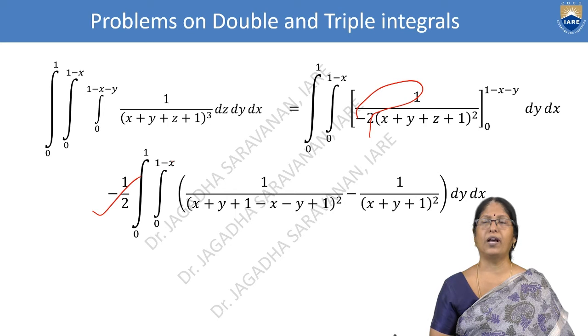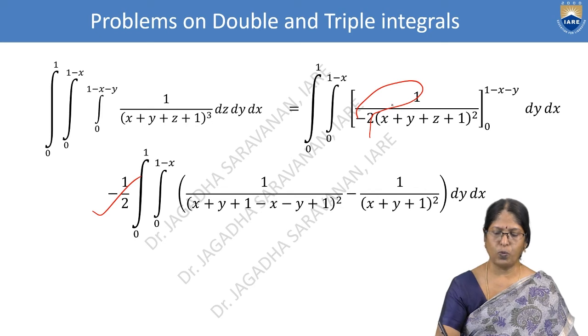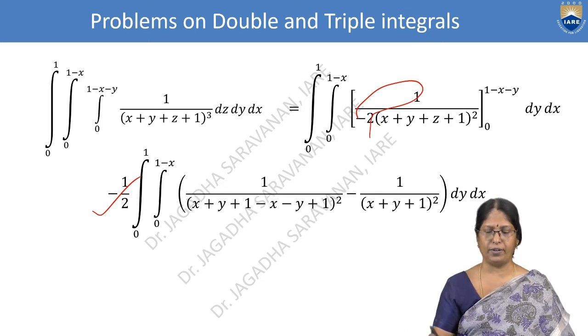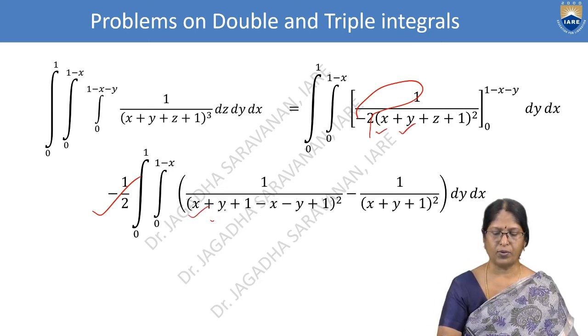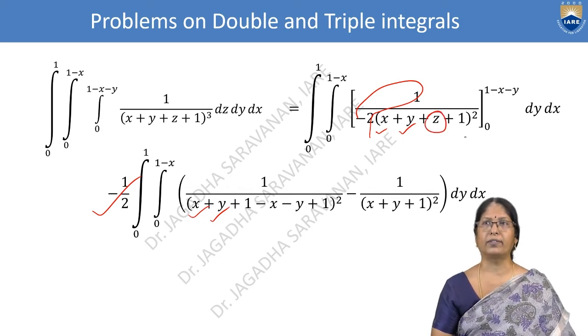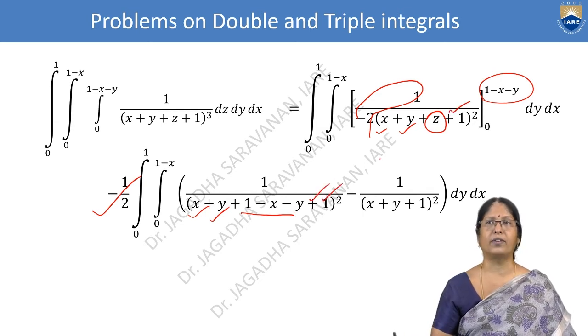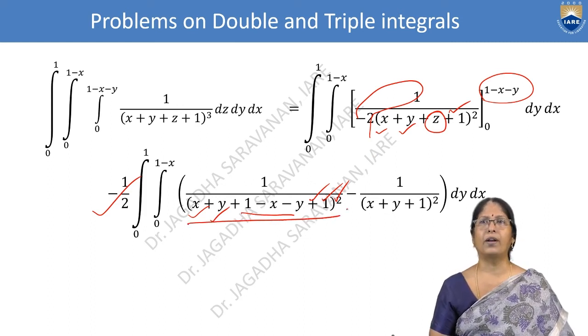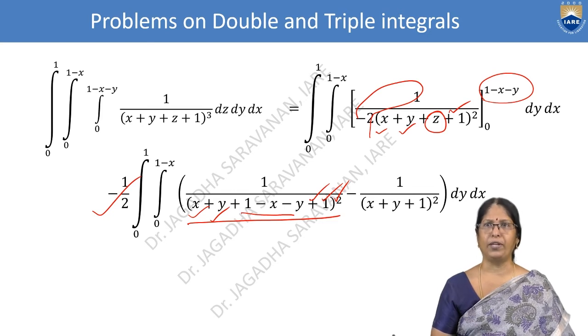Now we substitute the upper limit in place of z. The minus 1 by 2 we kept before the bracket because it is treated as a constant. x and y are written as they are, whereas z is replaced by 1 minus x minus y. The plus is written as it is, 1 is written as it is, the whole square. So we completed the upper limit substitution.